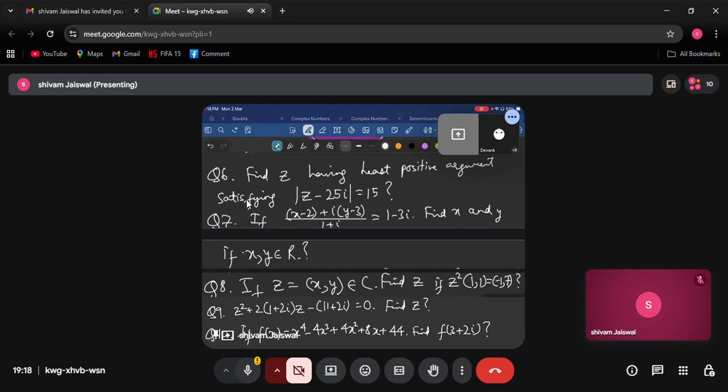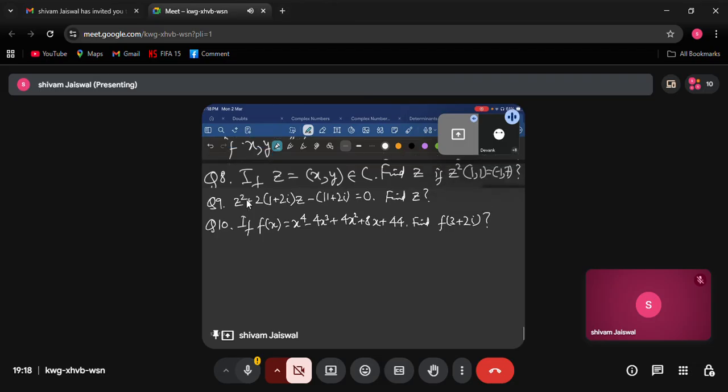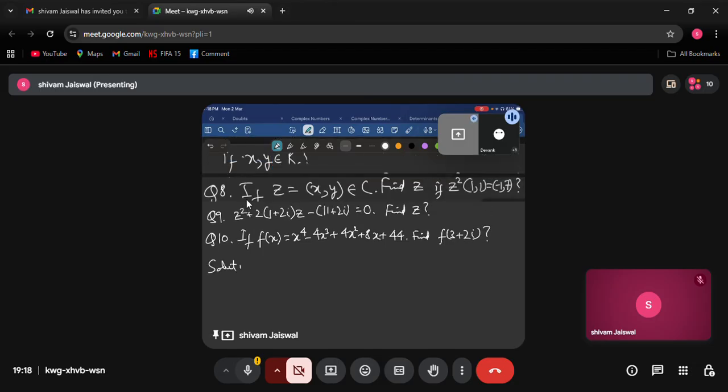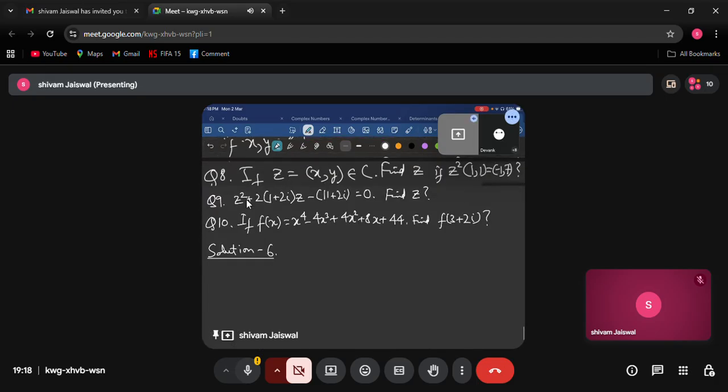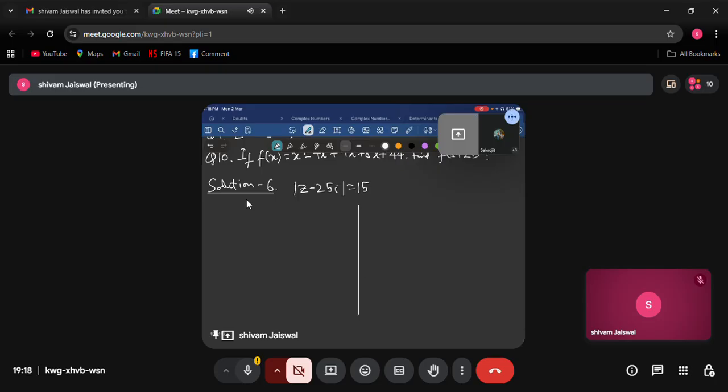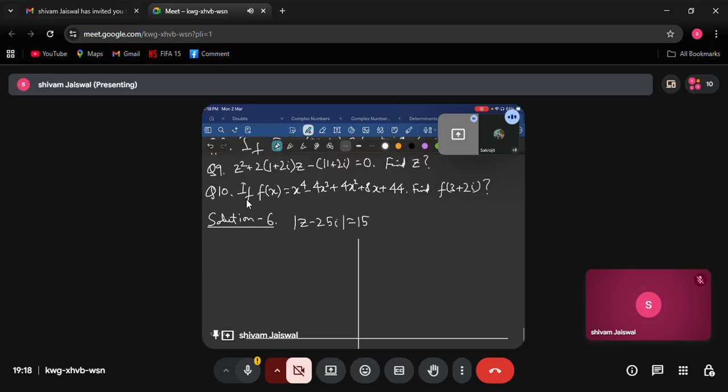Yes, Devank, your answer is correct. So let us start. We need to find out the value of z having least positive argument, satisfying mod of z minus 25 iota equal to 15. Again, what does mod of z minus 25 iota equal to 15 represent? Tell me. A circle with radius 15 and center 0,25. Exactly. Yes, Memel, that is correct.